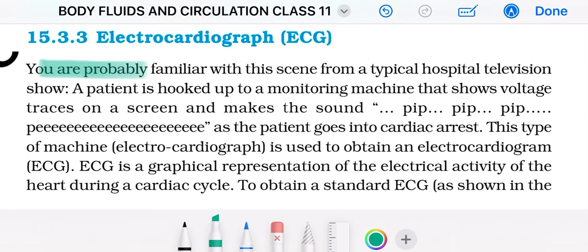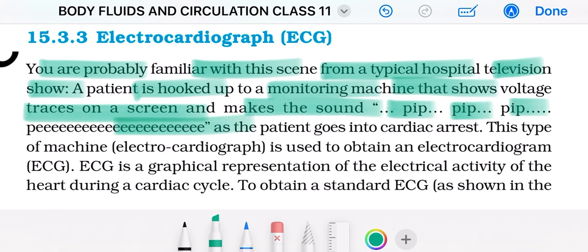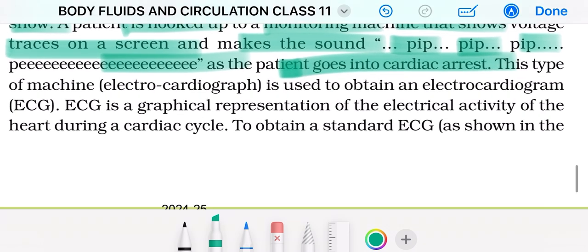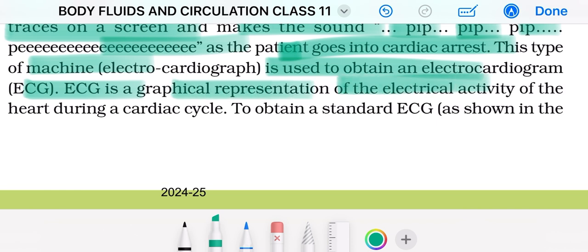Now we are starting with this. You are probably familiar with this scene from a typical hospital television show. A patient is hooked up to a monitoring machine that shows voltage traces on a screen and makes the sound pip pip pip pip as the patient goes into cardiac arrest. This type of machine is used to obtain an electrocardiogram. ECG is a graphical representation of the electrical activity of the heart during a cardiac cycle.